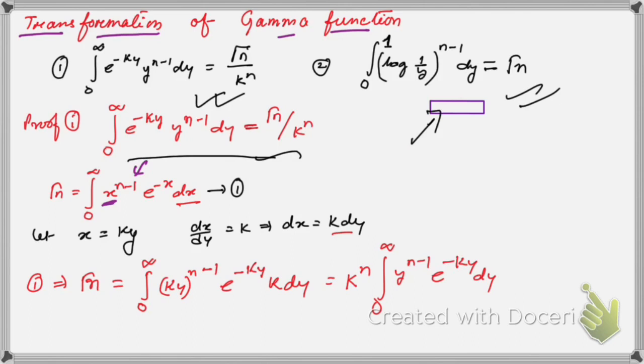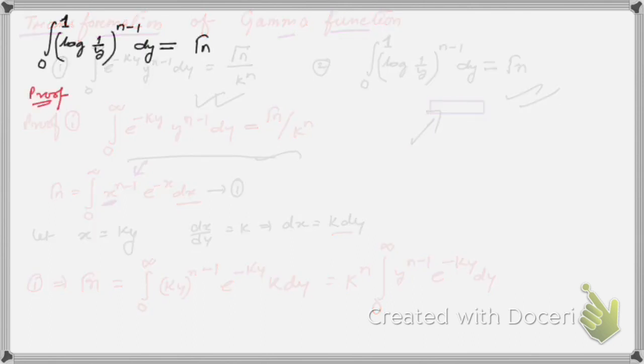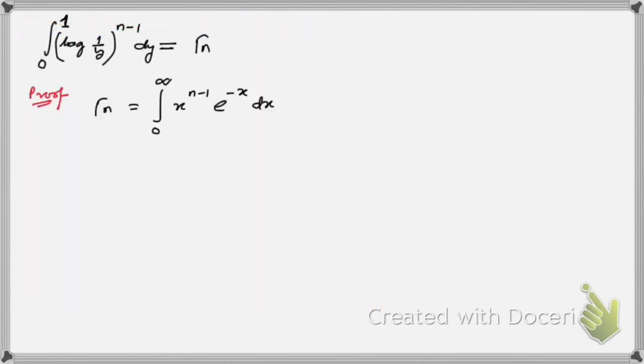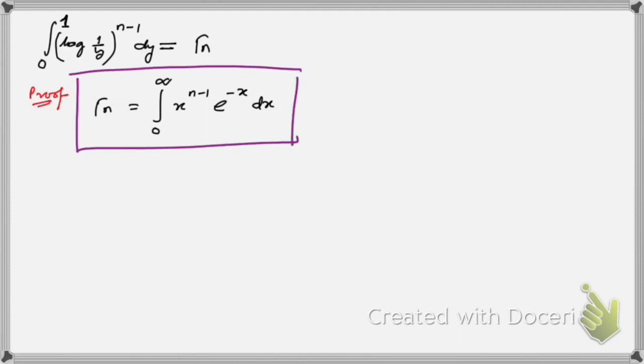Now let me show you the next one. Now let us prove this. So the definition of gamma function is given by this. This is the definition of gamma function, right? So here you see, this is, suppose, equation number 1. Then let us put e to the power minus x equal to, suppose, y. So in that case, you can write log of y base e is equal to minus x. That's what you can write, okay?